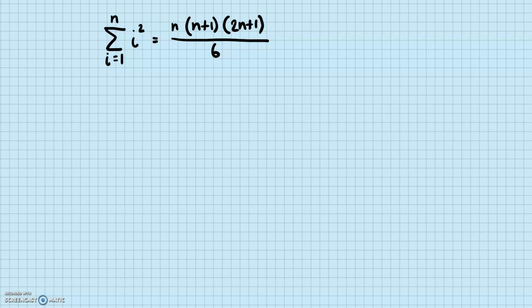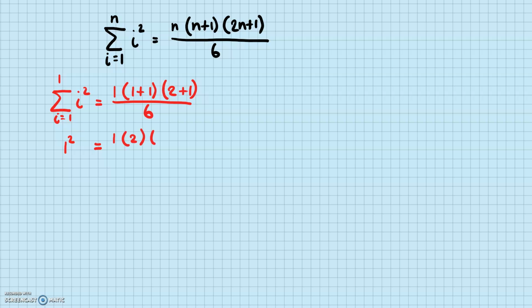So the first step would be, is this true when n equals 1? Let's see, the summation from 1 until 1 of i squared. And on the other side, I'm also substituting 1 for n. So that's going to be 1, 1 plus 1, and then 2 times 1 is 2, plus 1 over 6. Is this true? On the left side here, I have the sum of all the squares from 1 until 1, which is just going to be 1 squared. On the right side, I have 1 times 2 times 3 over 6. 1 times 2 times 3 is 6, so the numerator and the denominator will cancel, leaving us just with 1. So 1 equals 1. So it's true for the initial case, the first case. Okay, so this is the easy part.